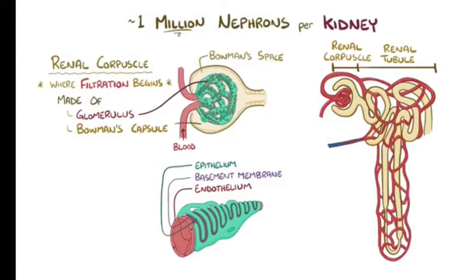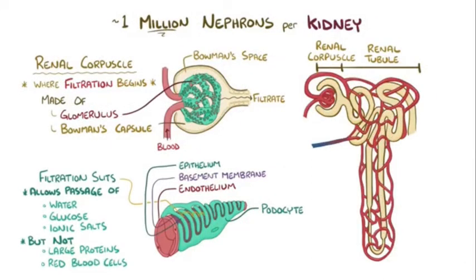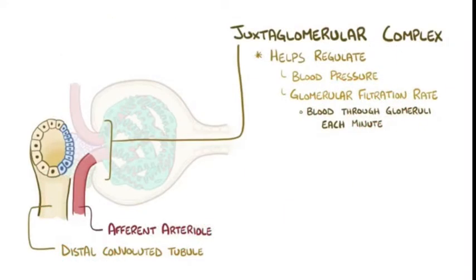So if the protein is able to pass the fenestration in the endothelium, this will be prevented by the basement membrane. And finally, there is epithelium or tubular cells, which also contains a cell which has a feet-like projection called podocytes. So these podocytes actually have filtration slits which allow the passage of water, glucose, ionic salts, but not large molecules.